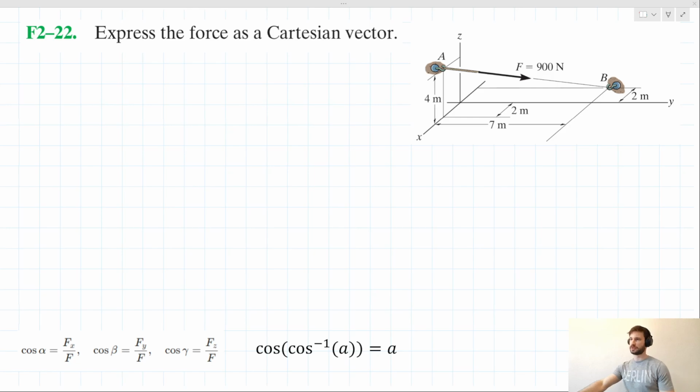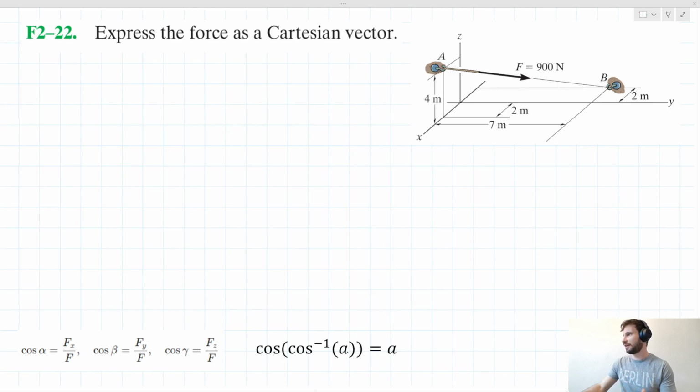We have this problem from chapter 2 that says express the force as a Cartesian vector. This problem is very similar to F2-21, so I'd suggest having a look at my tutorial for that problem if there are some concepts here that get lost on you, which I doubt, to be honest, at this stage.